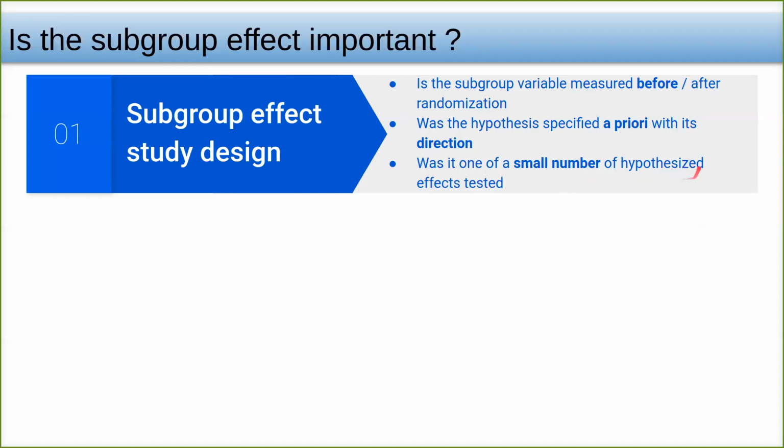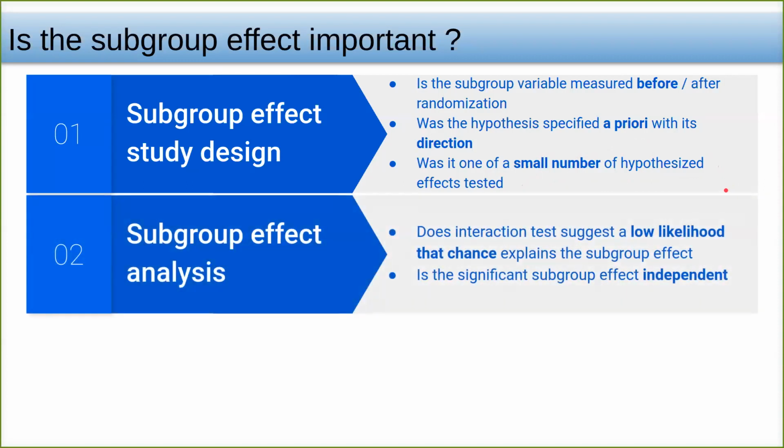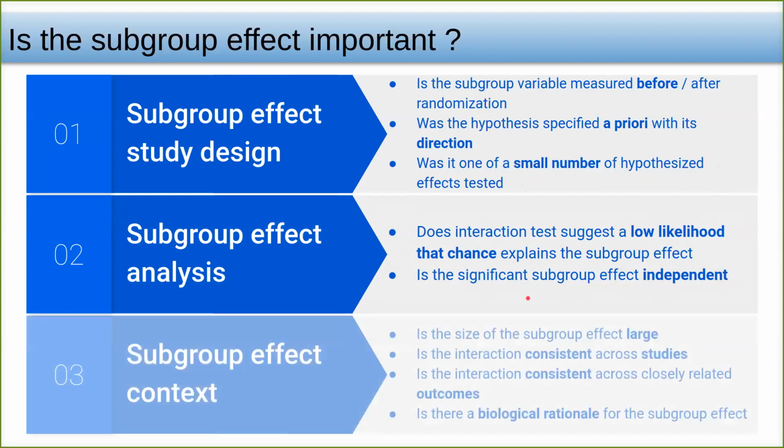And was it a small number of hypothesized effects tested? Please remember, the more hypotheses that you test, because of multiple testing, you will get positive results in nearly 5%. Analysis of the subgroup effect rests on the interaction test, which basically tells whether there is a high or low likelihood of chance explaining the subgroup effect. That's all. And finally, whether the subgroup effect is independent.